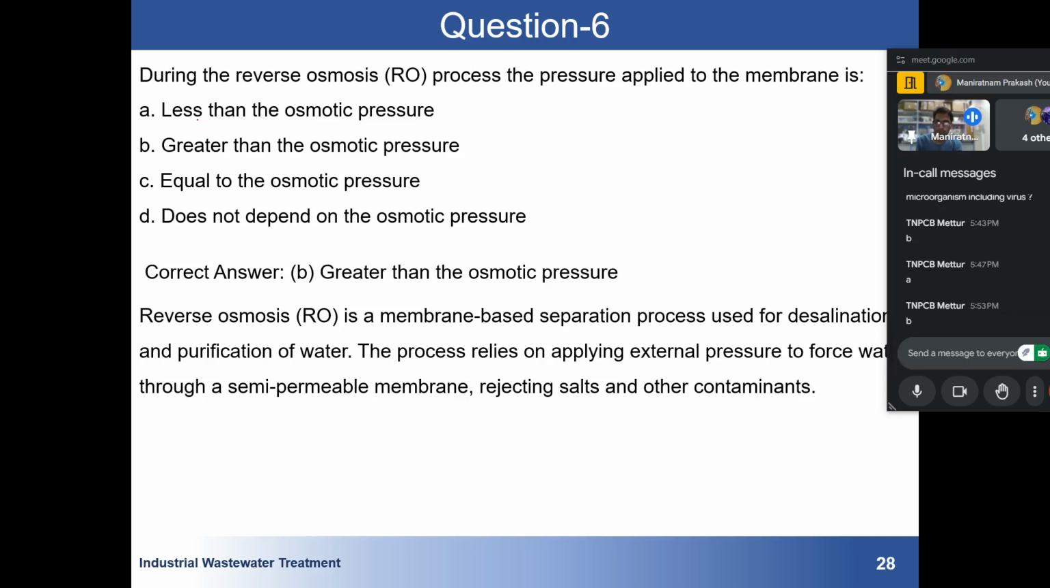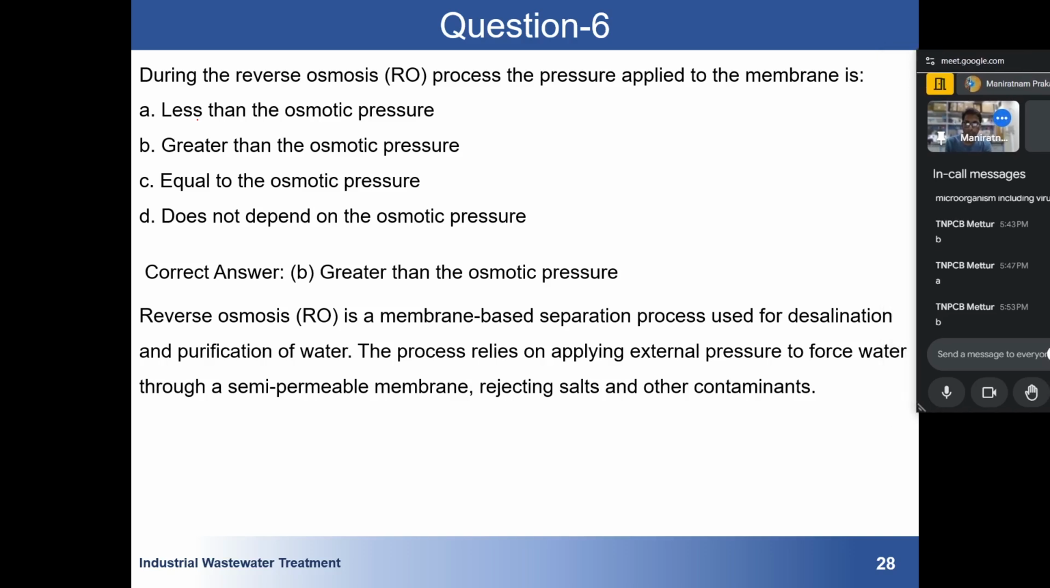Reverse osmosis is membrane-based separation used for desalination and purification. The process relies on applying external pressure to force water through a semi-permeable membrane, rejecting salts and other contaminants. If you recall osmosis, I think everyone is aware of what osmotic pressure is, what osmosis is, and what reverse osmosis is. Osmosis is the movement of water.